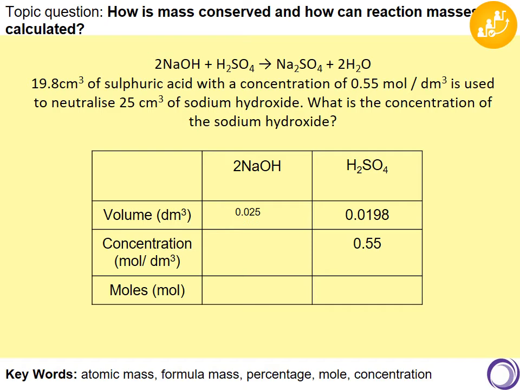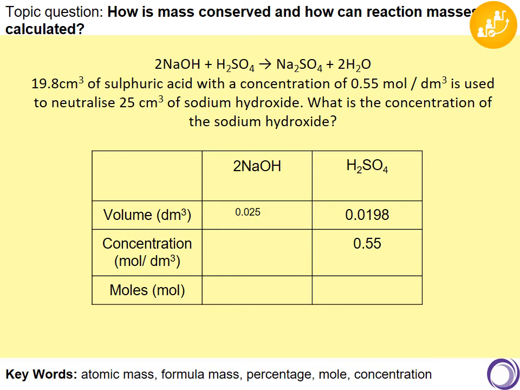So in this example we have 2 moles of sodium hydroxide reacting with 1 mole of sulfuric acid to produce 1 mole of sodium sulfate and 2 moles of water. We used 19.8 centimetres cubed of sulfuric acid that has a concentration of 0.55 moles per decimetre cubed, and this is sufficient to neutralise 25 centimetres cubed of sodium hydroxide. The question wants us to calculate the concentration of sodium hydroxide.